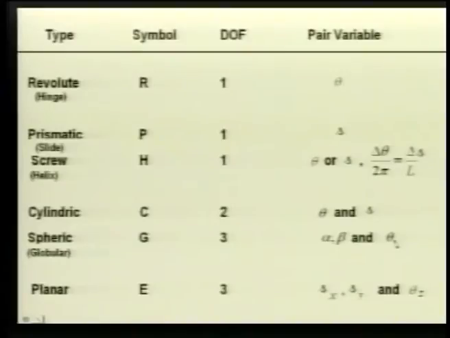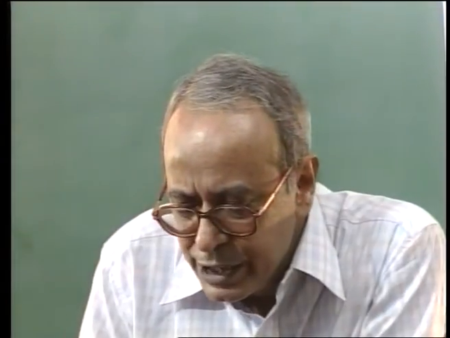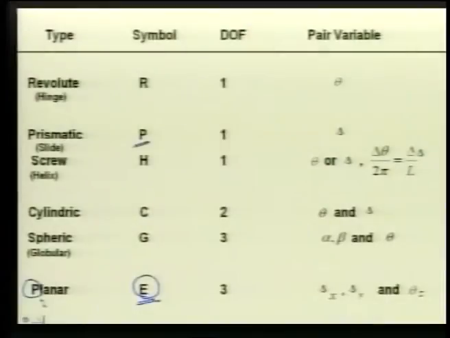Lastly, we had what we called a planar pair. We cannot use the symbol P, which has already been used for the prismatic pair. So, we give it a new symbol called E. In German language, plane is called Ebene starting with the letter E, and we are using that letter E to represent a planar pair. The degree of freedom in a planar pair is also 3, and the 3 pair variables were Sx, Sy representing translation in 2 mutually orthogonal directions, and theta z, that was the rotation about the perpendicular axis, which was represented as z axis.